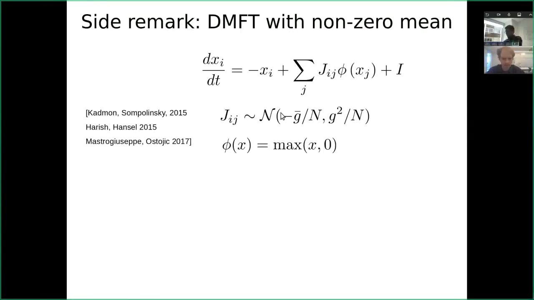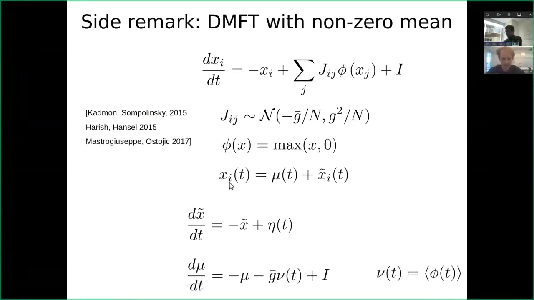In that case, because the coupling matrix has non-zero mean and your input-output function is not symmetric, you split up your local variable x_i into mu of t plus x tilde of t. Mu of t is just the mean of the population, and x tilde is the difference from the mean. Then you have two mean field equations, one for the deviation of the local field x tilde, where again we look at one typical unit with some effective noise term, and then a second equation for the mean mu. If we call the mean firing rate nu, then this new term here is just the expectation over phi of t.